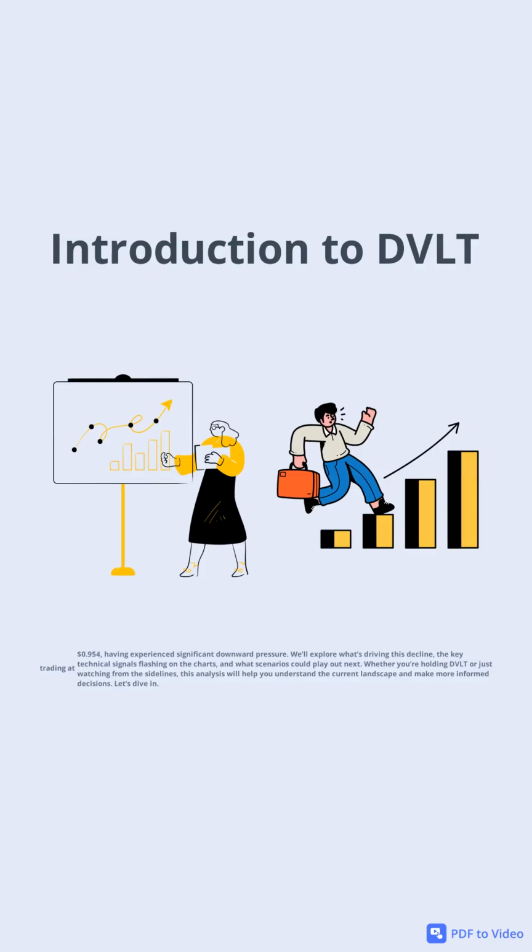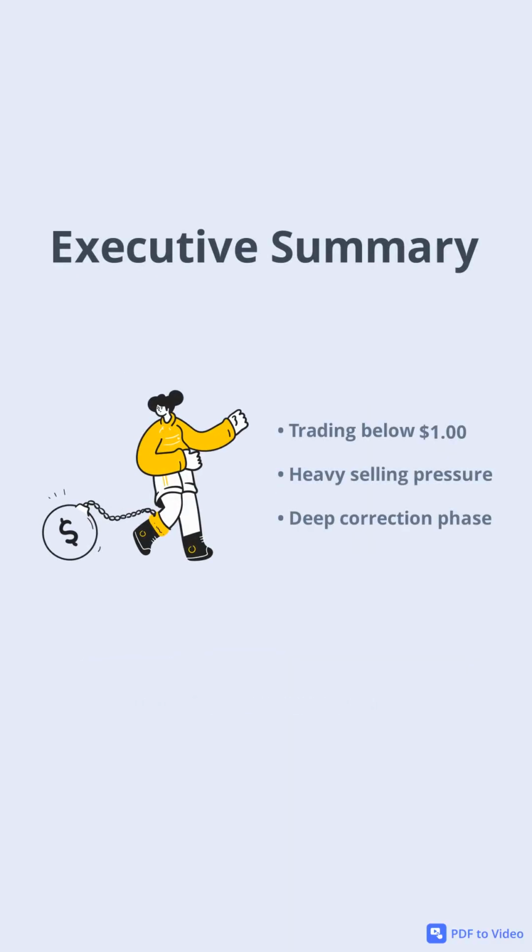Let's dive in. DVLT is currently under heavy selling pressure, trading below the psychological $1 mark. This breakdown is significant as it signals persistent bearish sentiment in the market. Despite a massive surge in trading volume, the price action remains negative, indicating that sellers are dominating and there's little sign of accumulation by buyers. The stock is in a deep correction phase, having fallen far from its recent highs above $4 in late October. In this scene, we'll summarize the key takeaways from the technical analysis and set the stage for a deeper dive into the indicators and trends shaping DVLT's outlook.